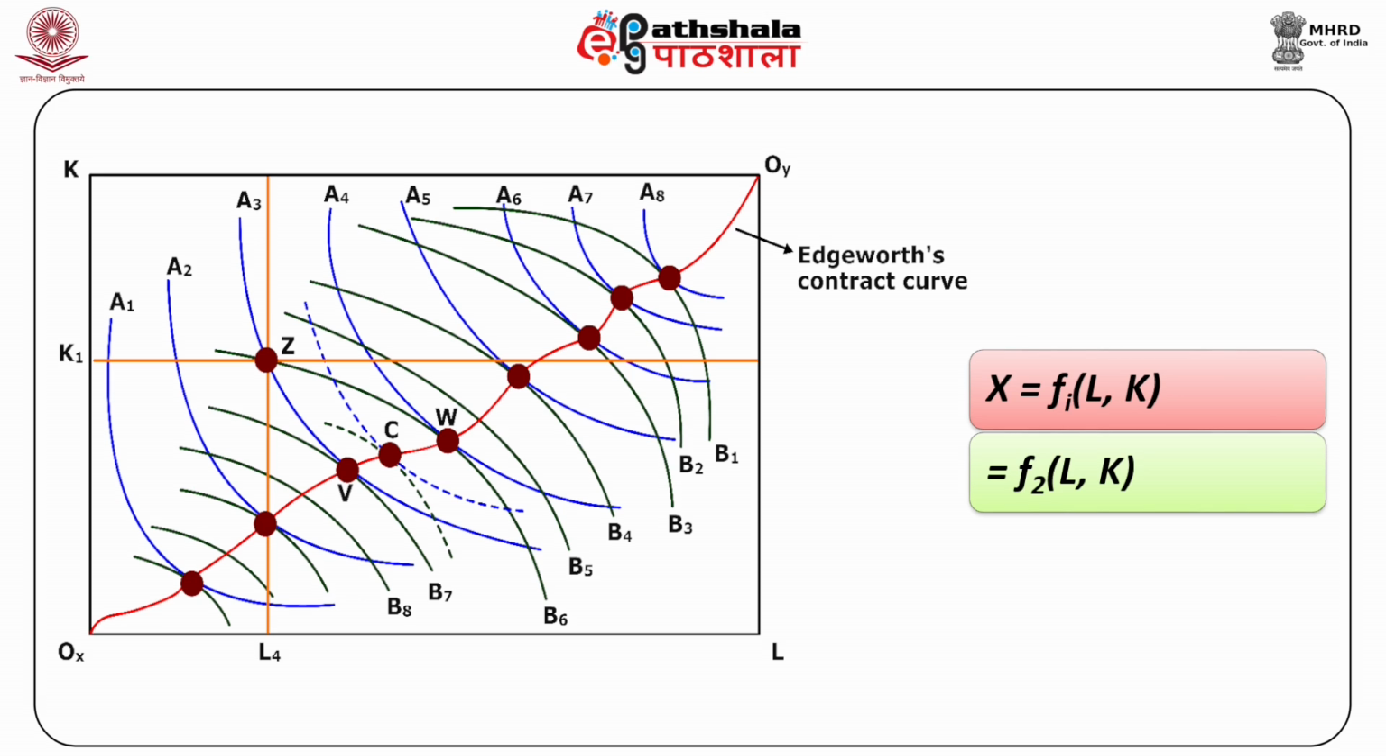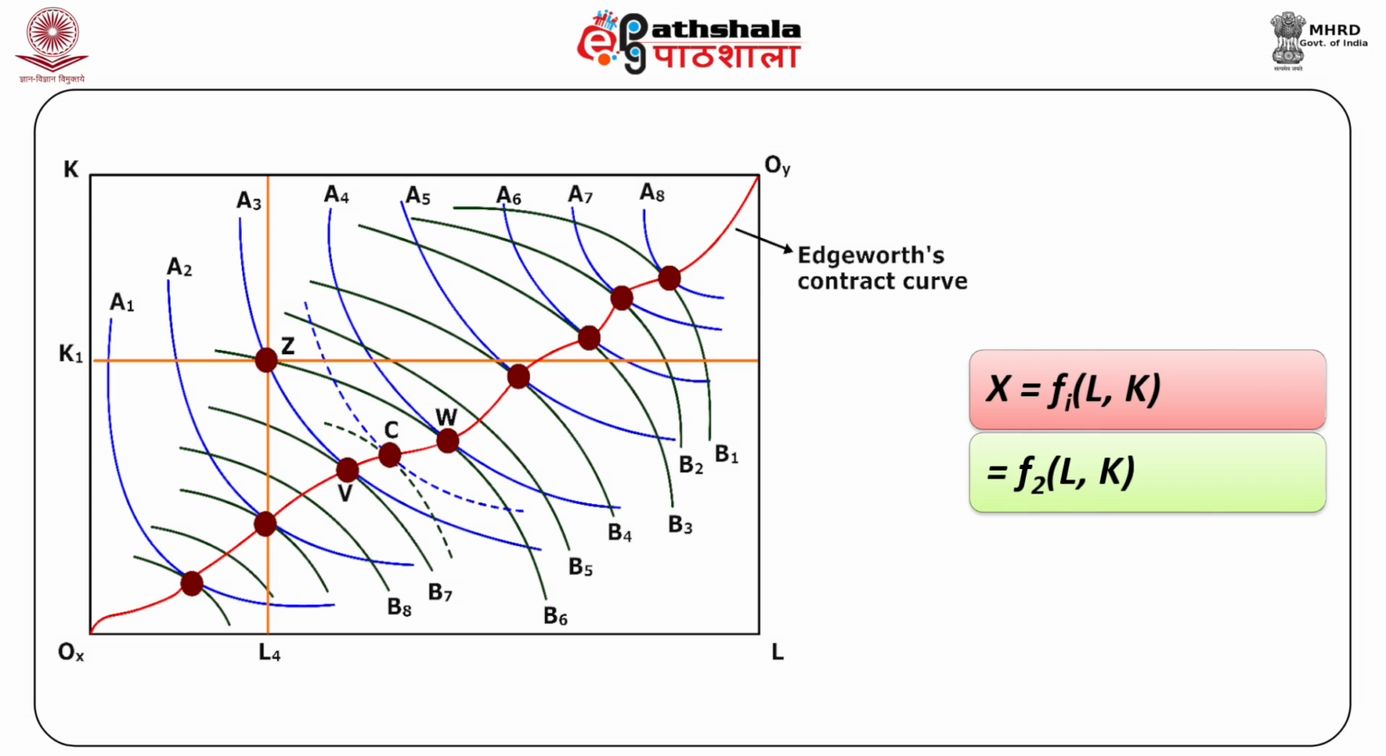We have a pair which is represented by A5 and B4. Similarly, B3 and A6, B2 and A7, and B1 and A8. As you go along towards the left from V, what you would notice is that again we have tangency between A2 and B9. So, some of the isoquants beyond B8 have actually not been named.